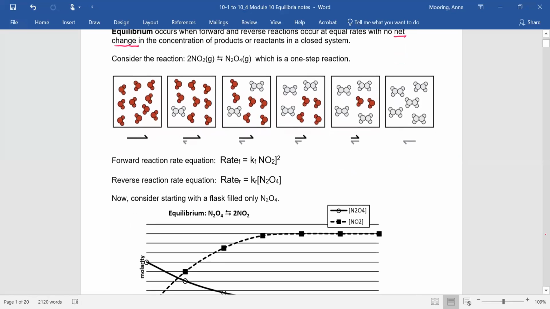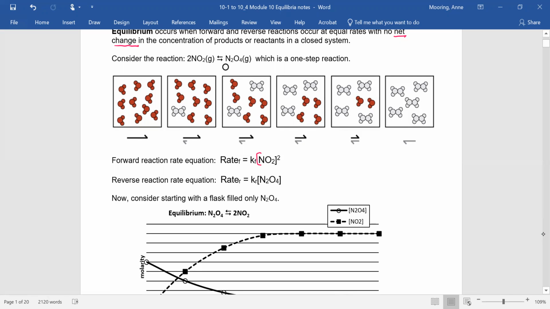Let's consider this diagram here with the reaction of 2NO2 forming N2O4. This is a one-step reaction, which means that the forward direction is an elementary step and the reverse direction is an elementary step, which becomes important later. If we were to write the forward rate equation, we would write rate forward equals Kf times [NO2] squared. And there should be a little bracket in there that's missing. The reverse reaction rate equation would be rate reverse equals K reverse times [N2O4].